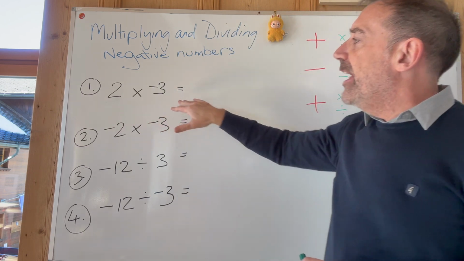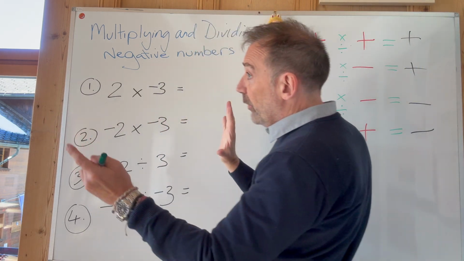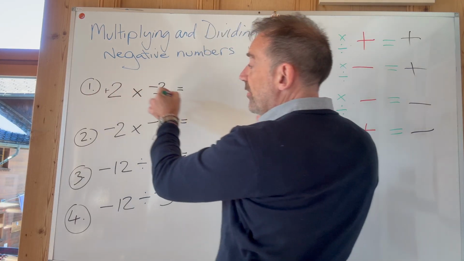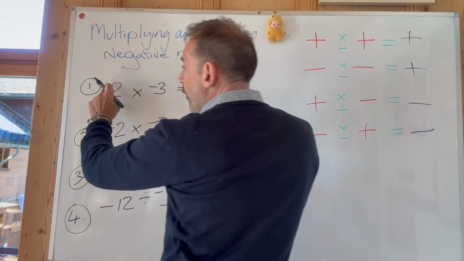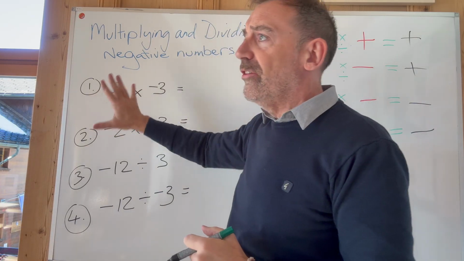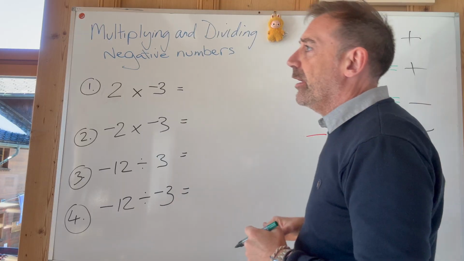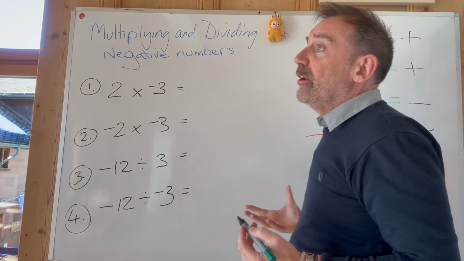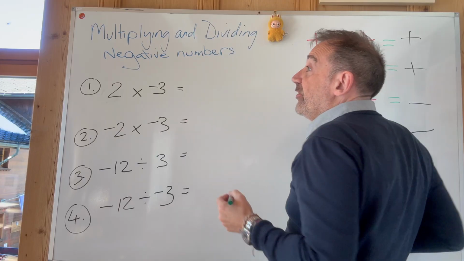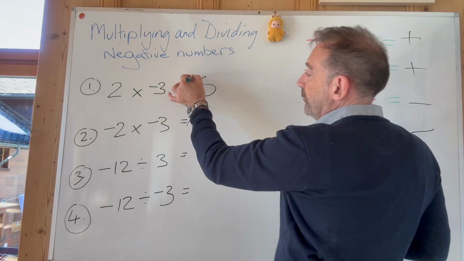Based on that, 2 times negative 3. Now, if you wanted to, we could put positive 2 times negative 3, but in our minds, if there's no sign at all, it will always be positive. 2 times negative 3. Will it be a negative value or a positive value? Negative. So 2 3s are 6. Negative 6. Perfect.